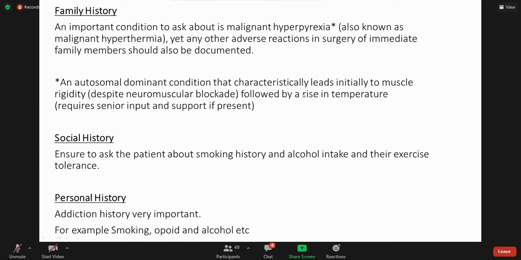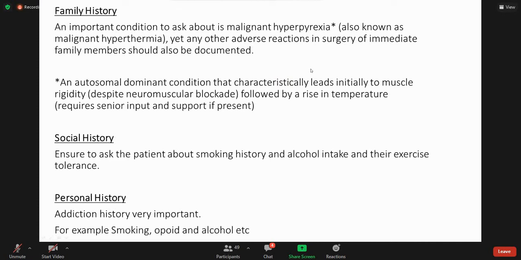It is important to ask about family because it is basically a genetic abnormality. So we will have to evaluate it. Yes, succinylcholine plus halothane. These two are the main culprits. Okay.